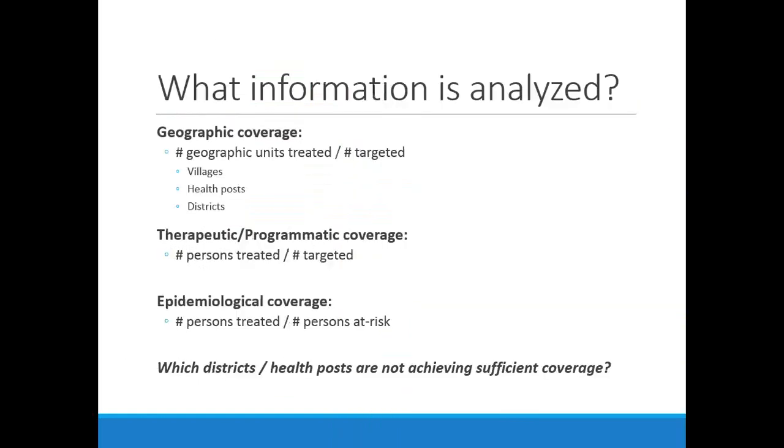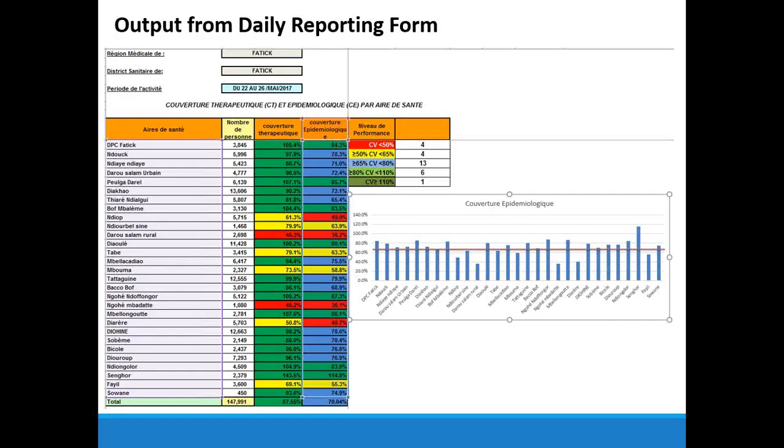So what information is analyzed? When you have the number of persons treated and the number of villages, that sheet can automatically generate the programmatic coverage, the geographic coverage, and the epidemiological coverage, and we can also see where the problem is, which district is not reaching its targets, or which health post is not achieving sufficient coverage. These are the kinds of information analyzed on a daily basis. So let's take an example.